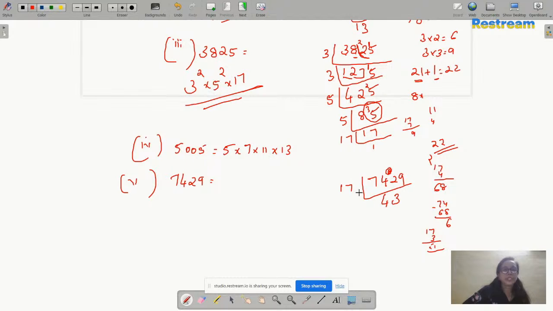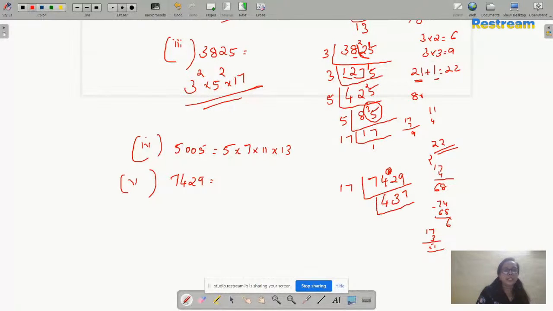What will we get, children? 17. It's a big number. I know that's very difficult. 17 sixes are 102, 17 fours are 68, then here it is 62. 17 threes are 51. Then what will it be? 437, right?